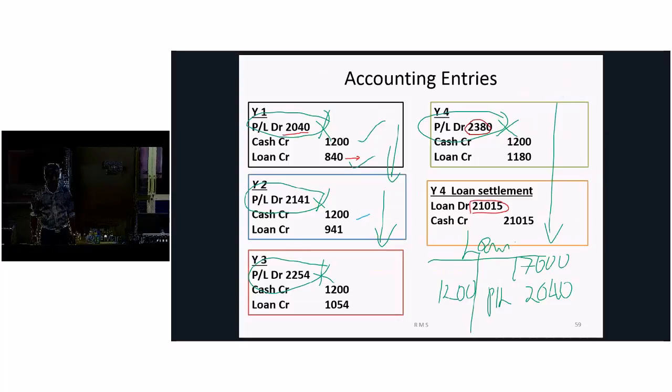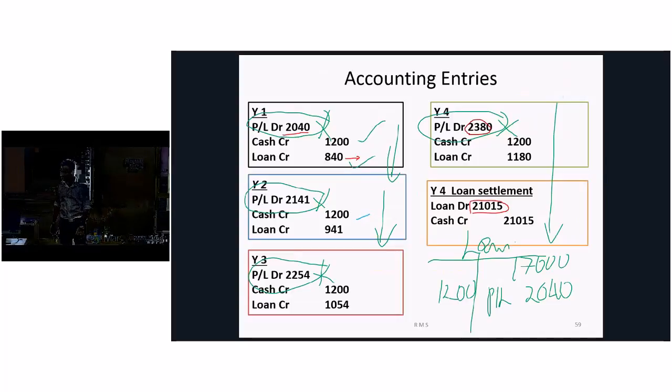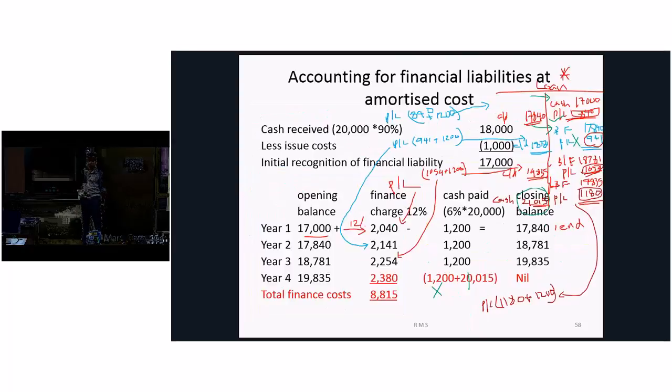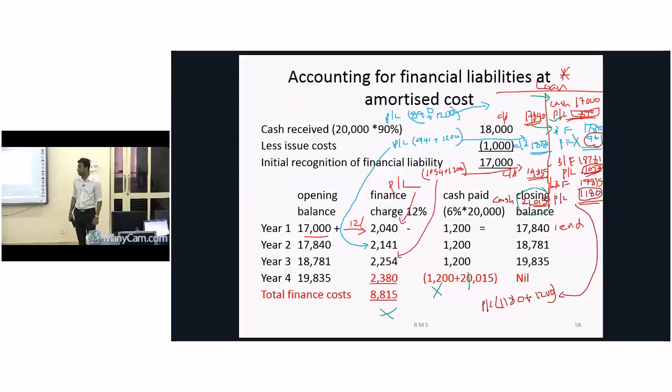What do we normally do? First year my interest cost or finance cost will be 3,000 plus 1,200 interest. Second year my finance cost will be 1,200. Third year finance cost 1,200. Fourth year finance cost 1,200 plus 1,015, 2,215. There is big variation. Then what did we do? Smoothly we amortize over how many years? 4 years using the effective interest rate. That's what we did. Finally, the total of all these will be 8,815. So that is the point.